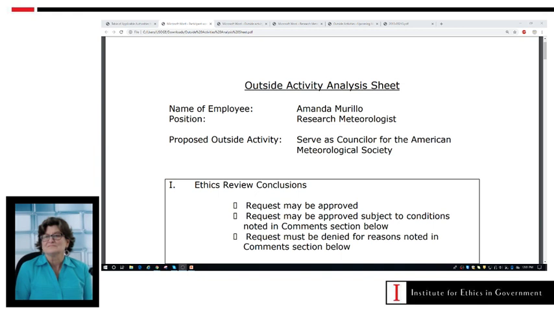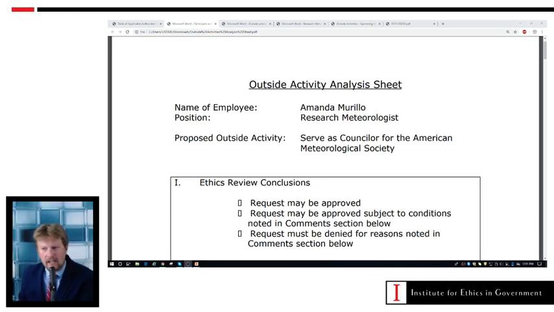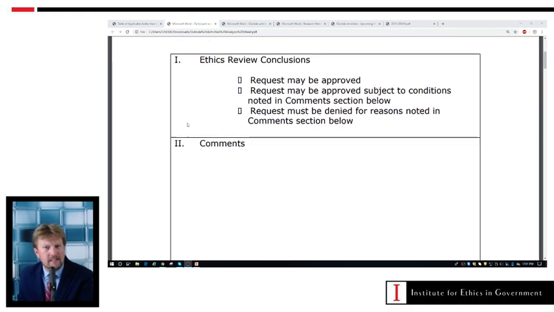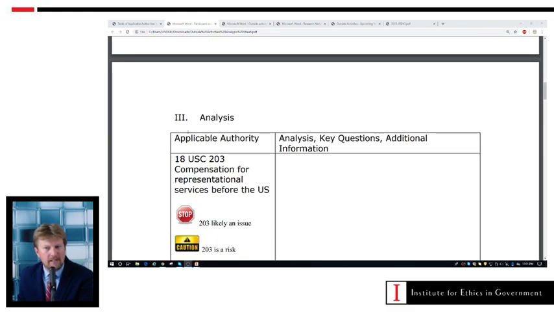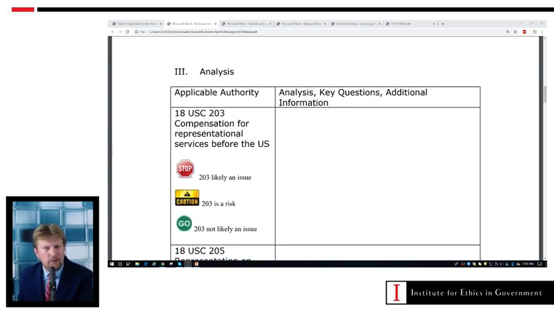Yeah, so this will be the area where you're able to show your work. Our second document here is the outside activities analysis sheet. It's going to look very familiar to you if you have taken a look at the table of applicable authorities, because this document follows the format of the applicable authorities document, and it allows you some space to present your analysis, to answer some key questions, and to indicate the additional information you may need. The documents that we have available to us may not answer all of the questions.